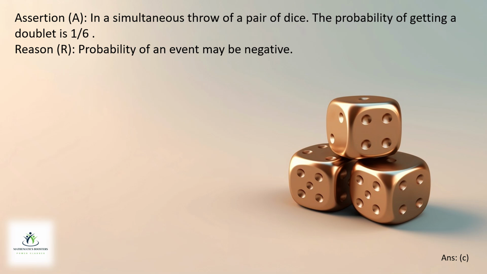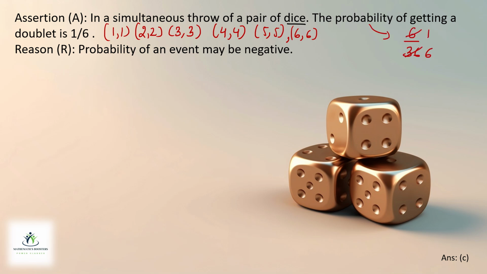Now these are assertion reason based questions. Read both statements. In a simultaneous throw of a pair of dice, the probability of getting a doublet. So how many doublets do we have? We have 1 1, 2 2, 3 3, 4 4, 5 5, and 6 6. So there are 6 doublets. So what will be the probability? 6 by 36, 1 by 6. So this one is true.